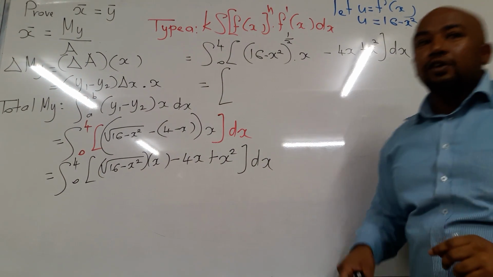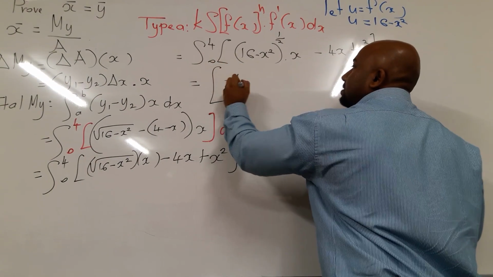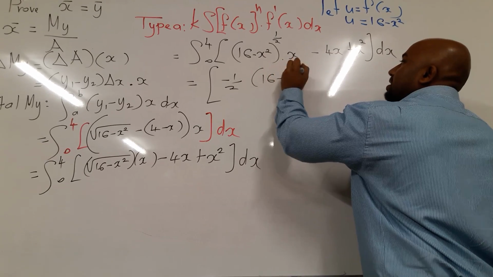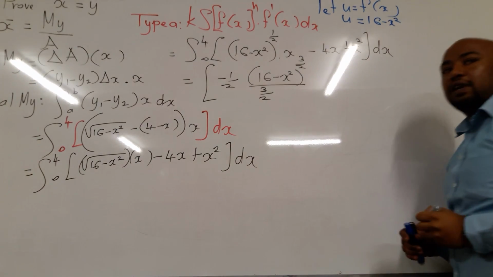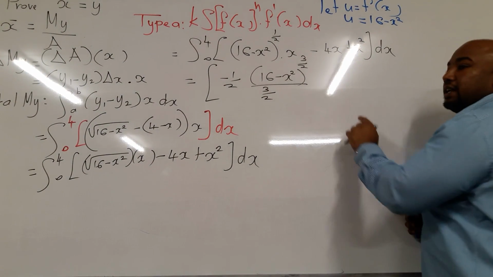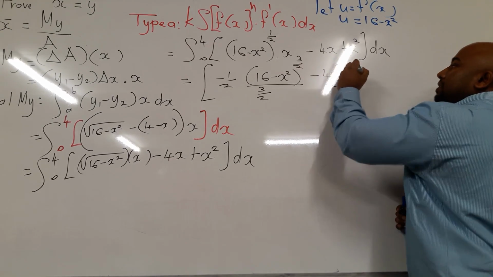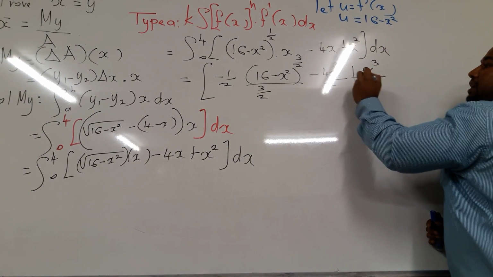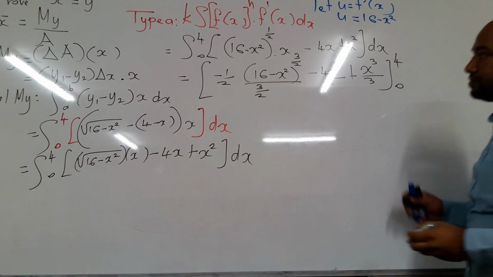Alright, so after you do all your substitution, this is what you're going to get. We'll have minus 1 over 2, 16 minus x squared, half plus 1 will be 3 over 2, all divided by 3 over 2. I'm just using inspection there. Okay. So here we integrate minus 4x. That will be minus 4x squared over 2. Integrate x squared. That will be x to the power 3 over 3. We're substituting 4 and 0.